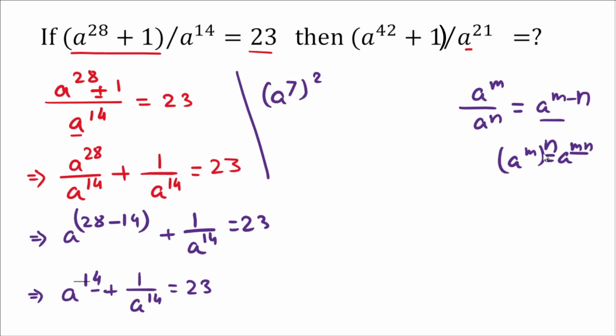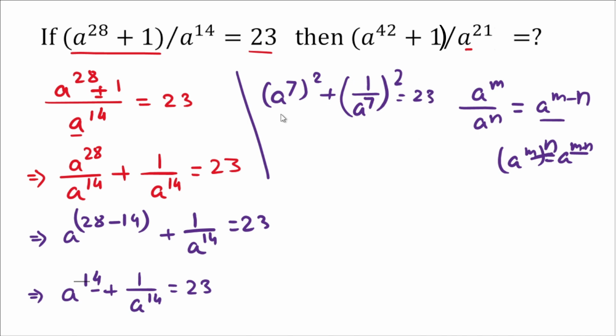So here in reverse we have written the power in bracket form, the multiplication of powers. So 7 twos are 14. Likewise, we'll write 1 over (a^7) whole squared. And here 1 squared is 1 only, and the value of this term is 23.